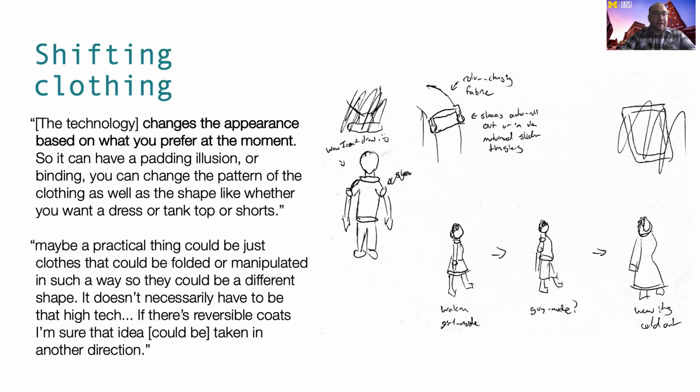You can change the pattern of the clothing as well as the shape, like whether you want a dress or tank top or shorts. And a participant said maybe a practical thing could be just clothes that could be folded or manipulated in such a way so that they could be a different shape. It doesn't necessarily have to be that high tech. If there's reversible coats, I'm sure that idea could be taken in another direction.